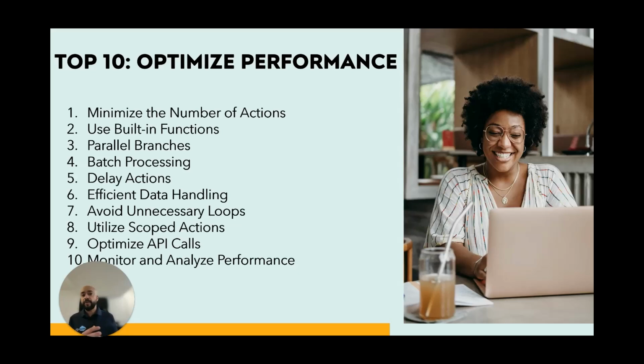All right, now let's talk about the top 10 tips to optimize the performance of desktop workflows. The first one is to make sure you reduce the number of actions in your flow by combining related tasks and removing redundant steps. This will help streamline the flow and improve the overall performance. The next one is to leverage built-in functions and actions provided by Power Automate Desktop to perform common tasks efficiently, because these functions are optimized for performance and can handle operations faster than custom implementations.